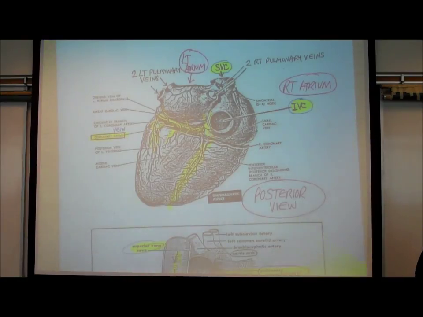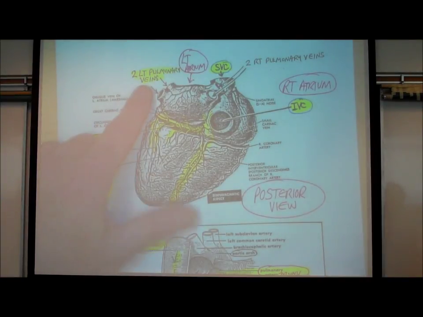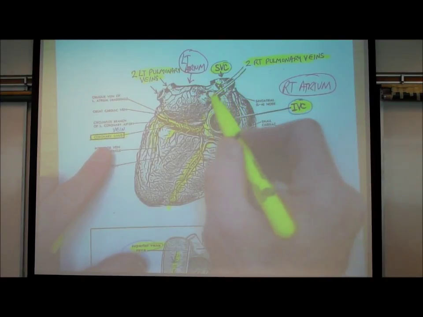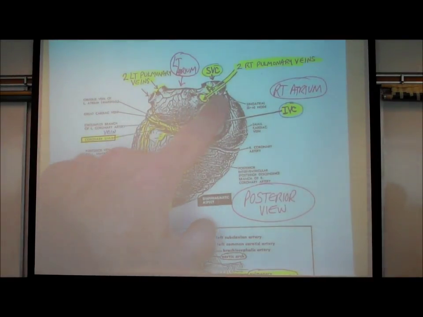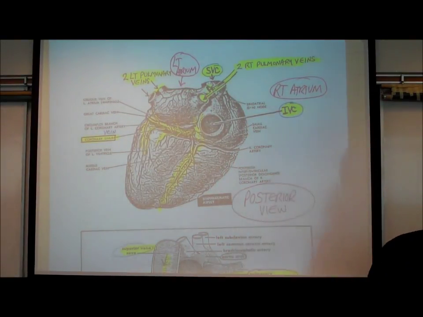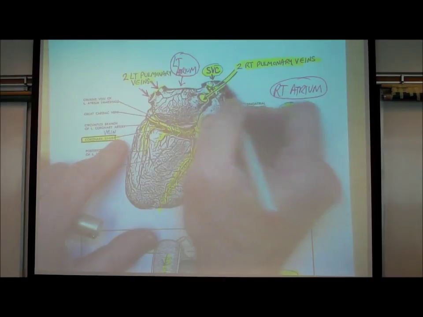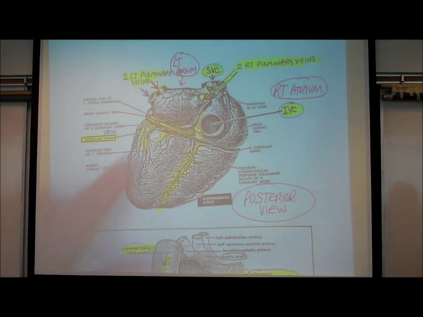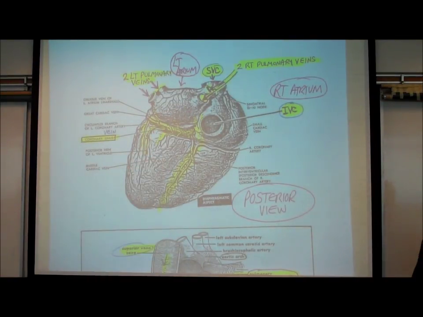You'd say, whoa, what do you mean 4? There are 2 left pulmonary veins bringing oxygenated blood from the left lung, and 2 right pulmonary veins bringing oxygenated blood from the right lung. 4 pulmonary veins. They are bringing oxygenated blood, 2 from the left lung, 2 from the right lung. So 4 pulmonary veins bring oxygenated blood to the left atrium. And then it's going to go from the left atrium down into the left ventricle.